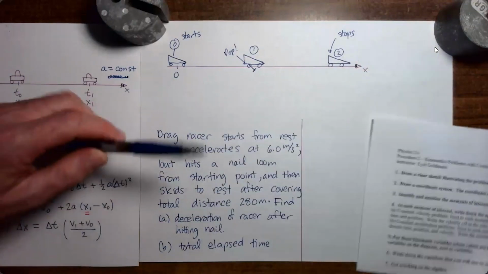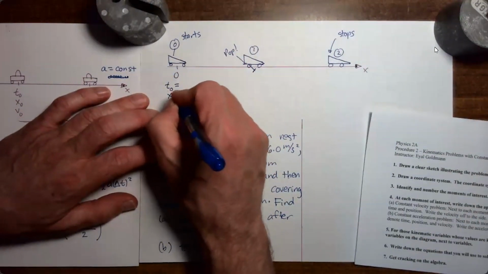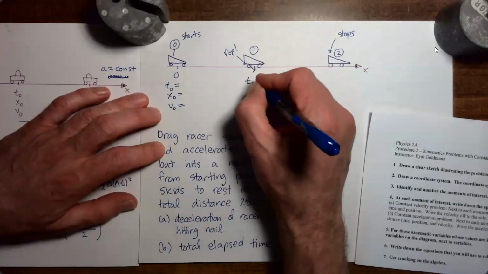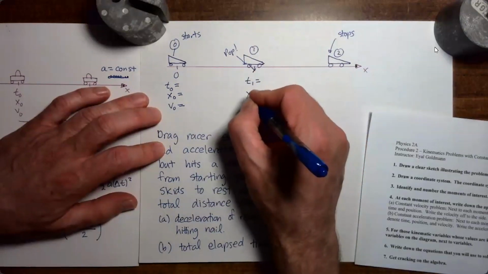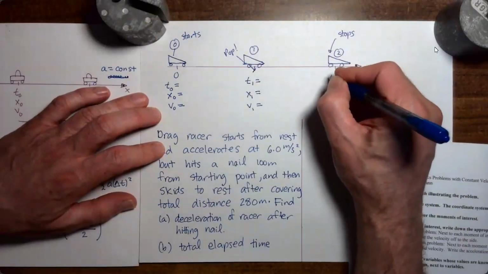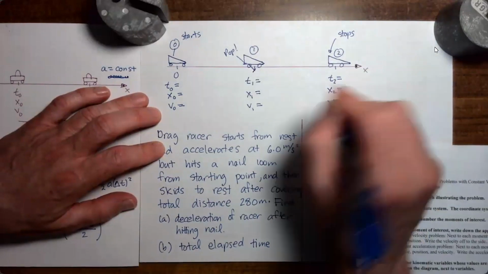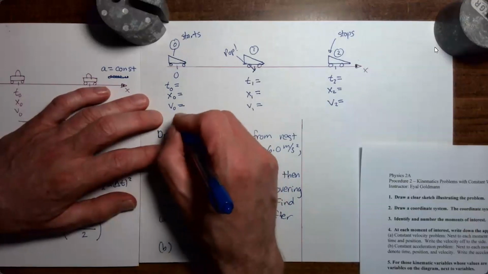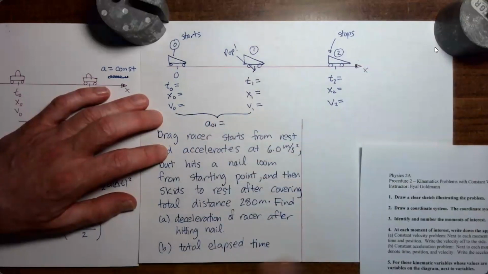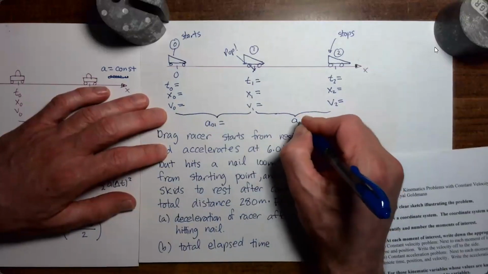So let's do that. So at moment 0, we have time 0, position 0, velocity 0. At moment 1, we have time 1, position 1, velocity 1. And at moment 2, we have time 2, position 2, velocity 2. Now we have two different accelerations. We have one acceleration going from moment 0 to moment 1. Let's call that A01. And then we have a different constant acceleration going from moment 1 to moment 2. Let's call that one A12.